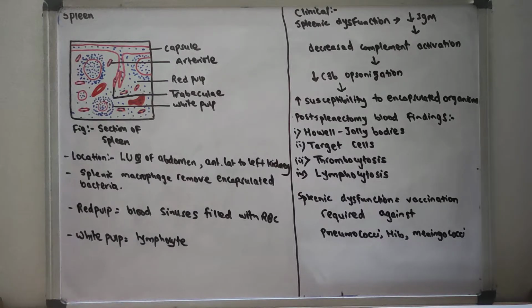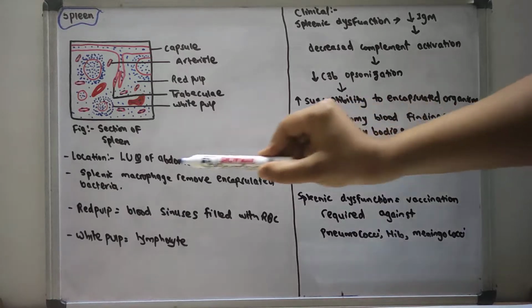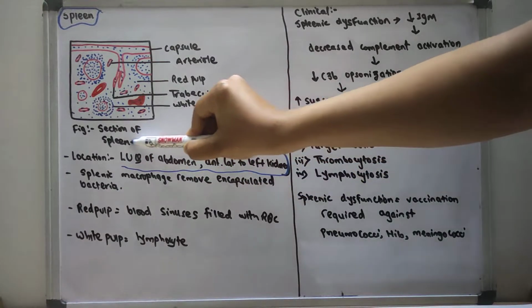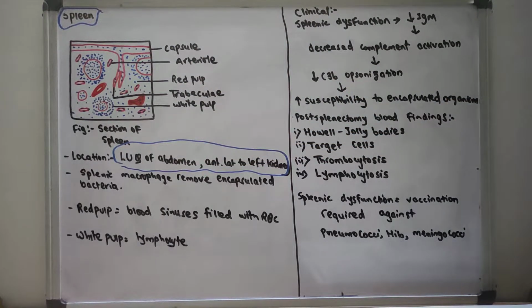Today we are going to read about another topic in the immunology lymphoid structure, that is spleen. So the spleen is located in the left upper quadrant of the abdomen and it is anterolateral to the left kidney. The spleen is protected by the 9th to 11th ribs.